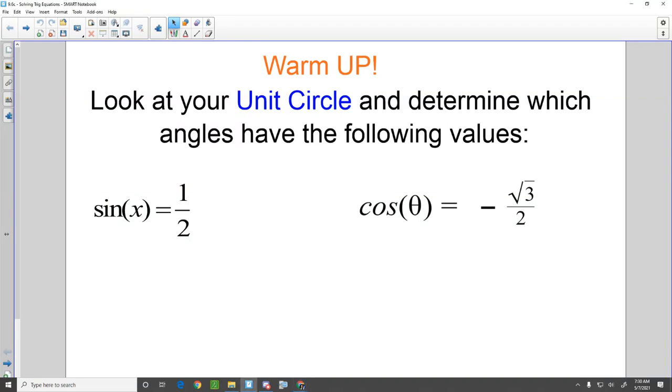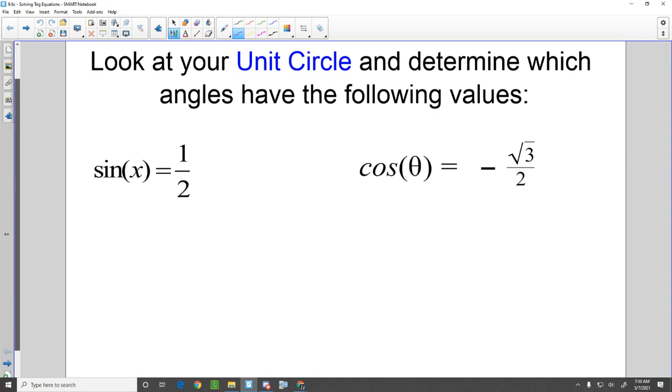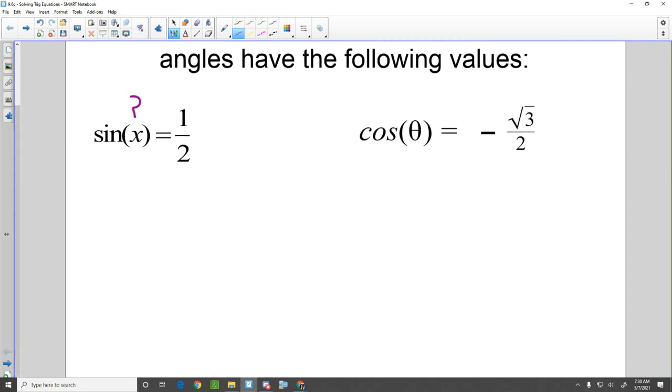So if you've got a sine of some unknown angle and it's equal to 1/2, you're basically asking, all right, sine, that's my y coordinate, where's the y coordinate equal to 1/2? So where it's like something, comma, 1/2. That's what we're looking for. Because if that angle has a y coordinate of 1/2, then I know that the sine of that angle is 1/2. So let's take a peek at that unit circle.